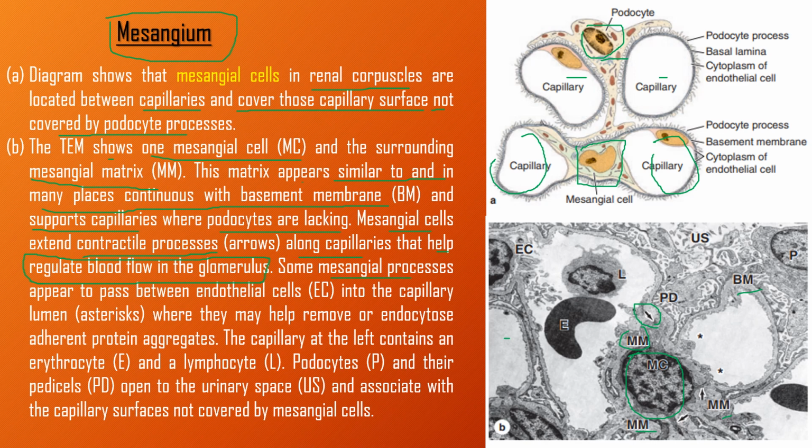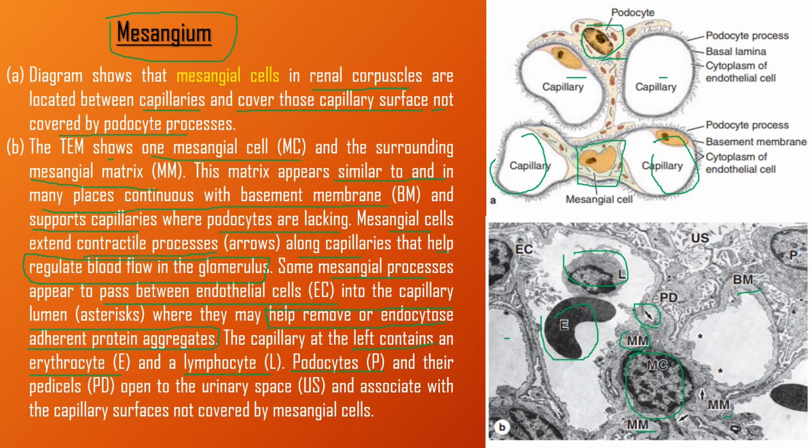Some mesangial processes appear to pass between the endothelial cells into the capillary lumen, marked by asterisks, where they may help remove or endocytose adherent protein aggregates. That is the second function: it helps to remove or endocytose adherent protein aggregates. The capillary at the left contains an erythrocyte and a lymphocyte, as you can see here.